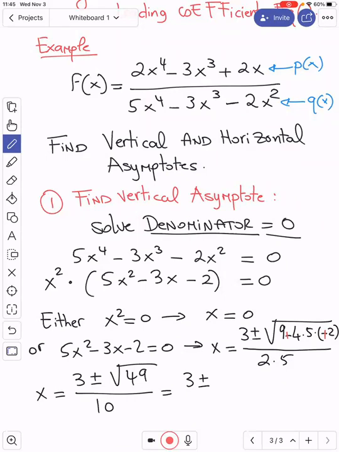But let's just try to find those vertical asymptotes and horizontal asymptotes. So yeah, square root of 49, it's 7. This is over 10.